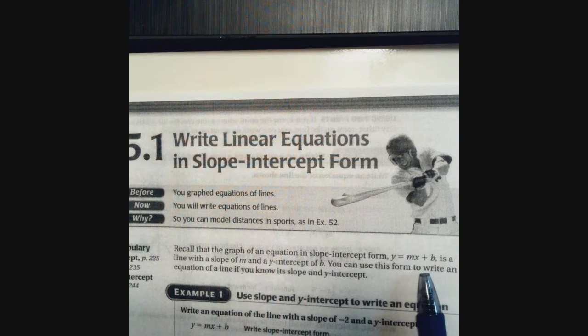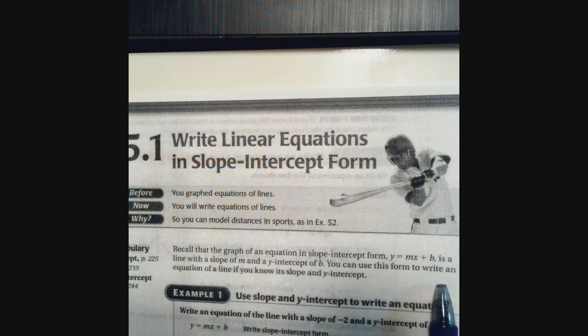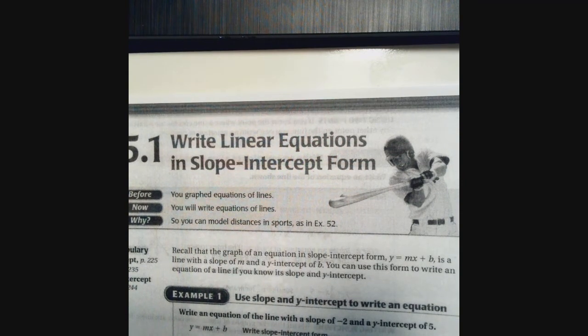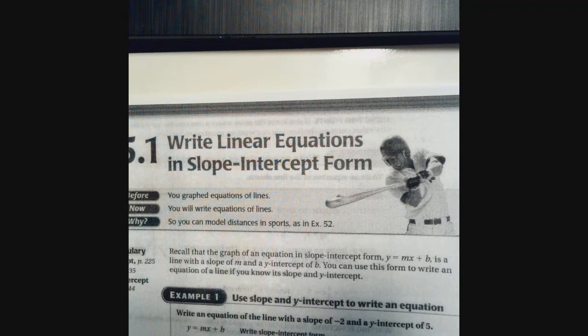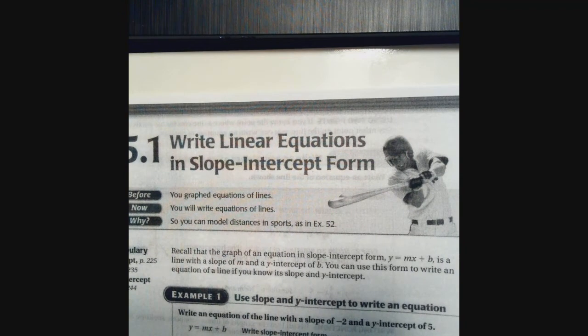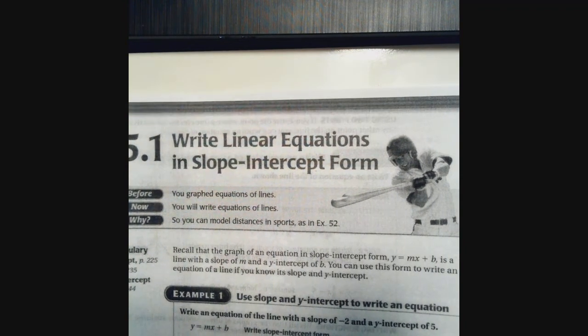Right here is a line with a slope of m. M is always a slope, or the rate of change if we have a word problem, and a y-intercept of b. So b is where the y-intercept is. You can use this form to write an equation of a line if you know its slope and y-intercept. So you have to know the slope or be able to get the slope, and you have to know the y-intercept.